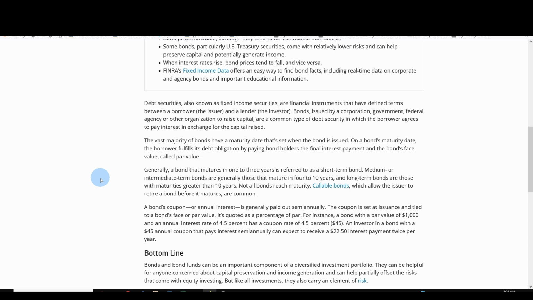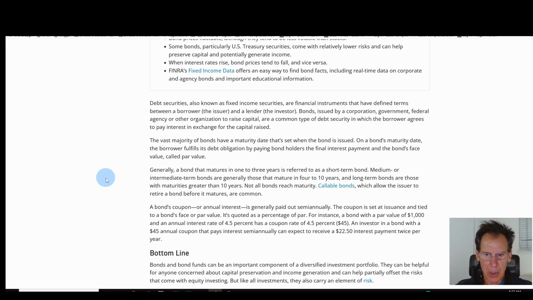Bottom line, bonds and bond funds can be an important component of a diversified investment portfolio. They can be helpful for anyone concerned about capital preservation and income generation, and can help partially offset the risks that come with equity investing. Like all investments, they also carry an element of risk.